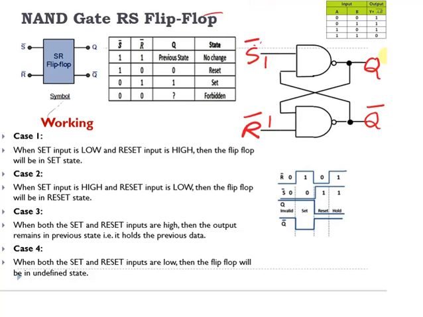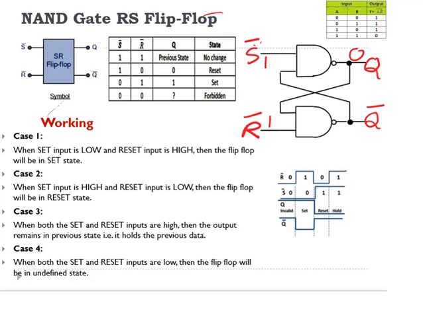Suppose Q was previously 0 and Q bar was 1. So when this is 0, this has to be 1. That's how the flip-flop works. It is a bistable device and the outputs should always be complements. So in this case, let's suppose that this is 0 and this is 1. Since this is 0, for the second NAND gate one of the inputs is 0, so the output remains 1. This is input to the S bar NAND gate and the output remains 0. That means it holds the previous outputs.